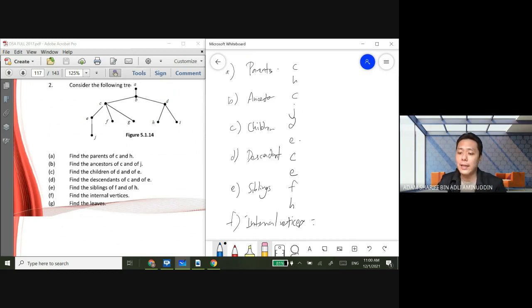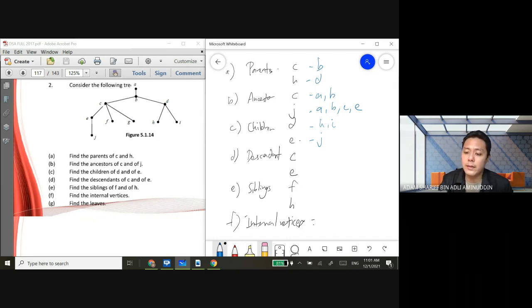Okay, find the parent of C and H. The parent of C is B. Jawapan saya dalam warna biru. Ancestor of C. Okay, children of D and E. Children of D and E. D ada dua children, H, I. E, G.